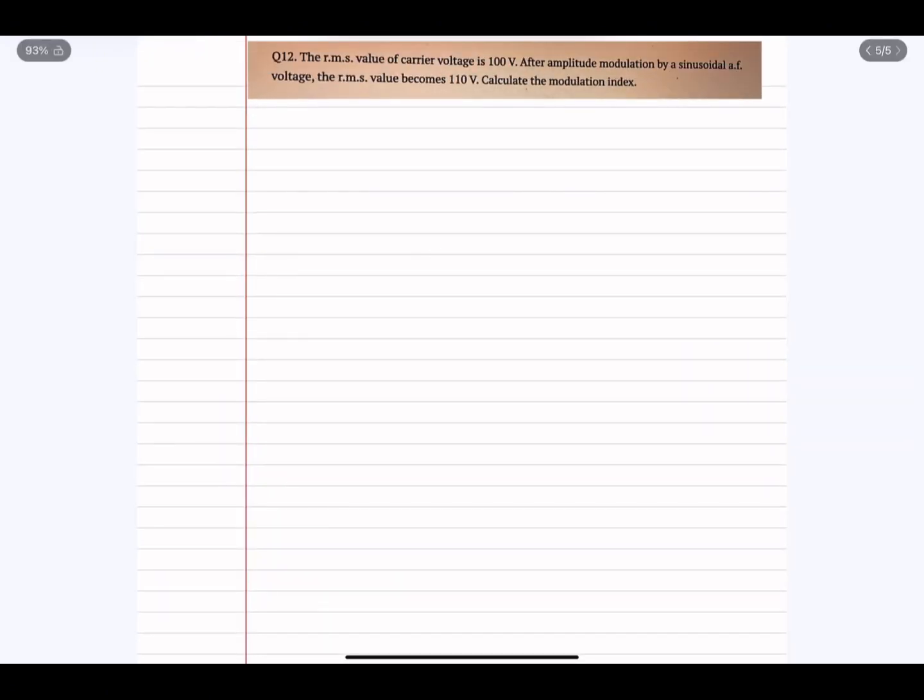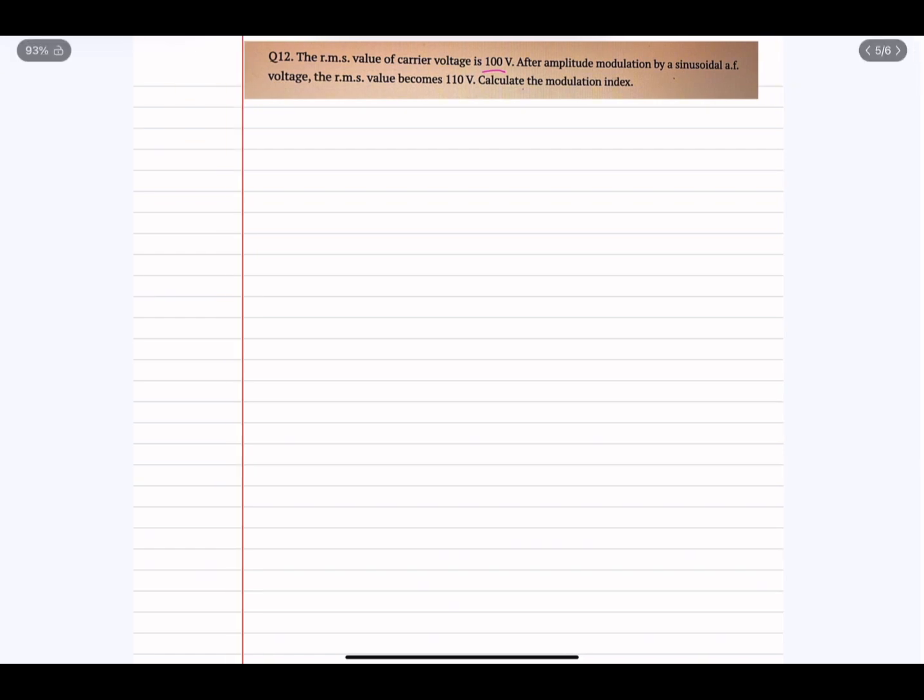Let's solve this particular example. The RMS value of a carrier voltage is 100 volts. That is V RMS is equal to 100 volts, and this is equal to Ac RMS. After amplitude modulation by a sinusoidal voltage, the RMS value becomes 110 volts, which is equal to V RMS, let's say 2, here's 1, and it's equal to Ac2, here's Ac1 RMS.